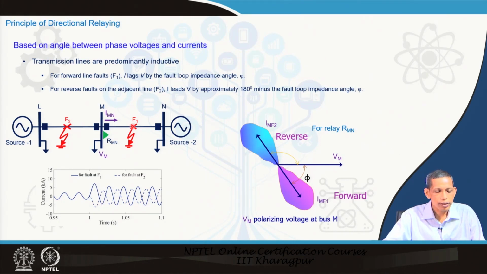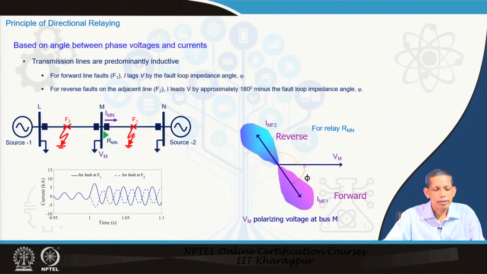Now, in case of an F2 fault, the same relay will see a current flowing from the right source to the S point. Therefore, the relay will sense a reversal of current with respect to the earlier case. That reversal of current is what we notice with the dotted line. So, the current for F2, IM F2 with respect to Vm, will be a leading current.